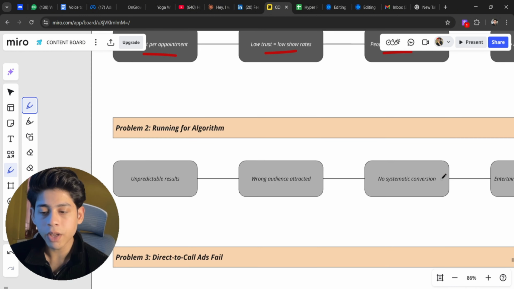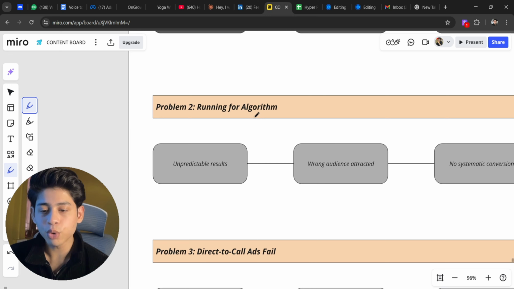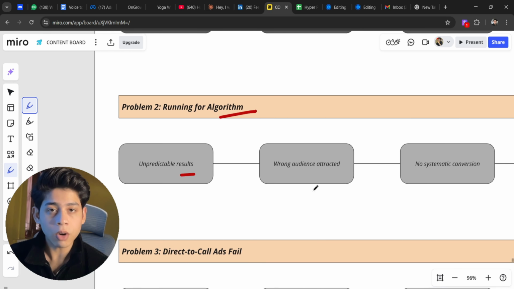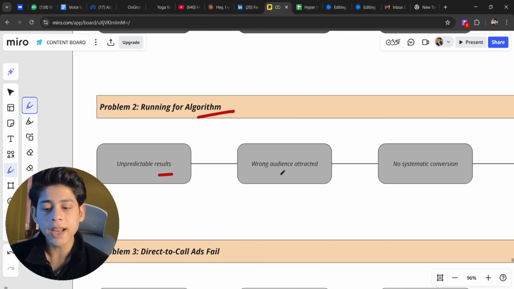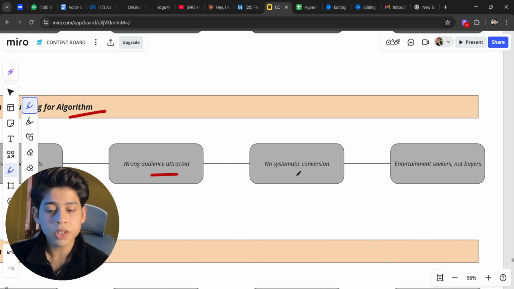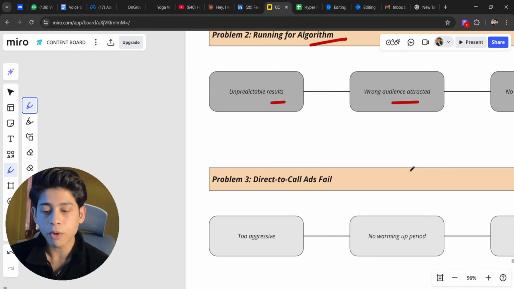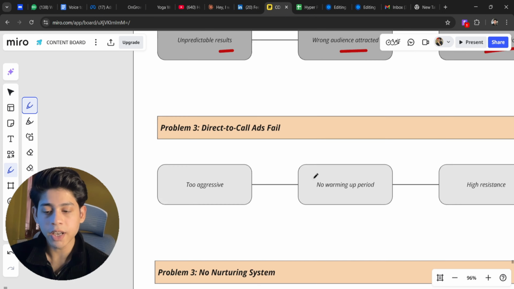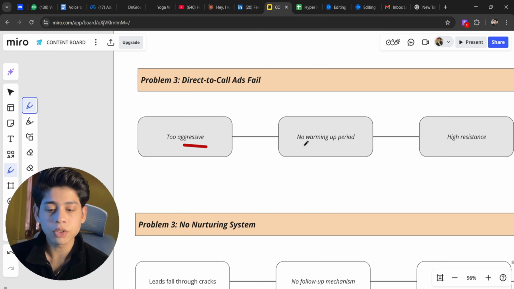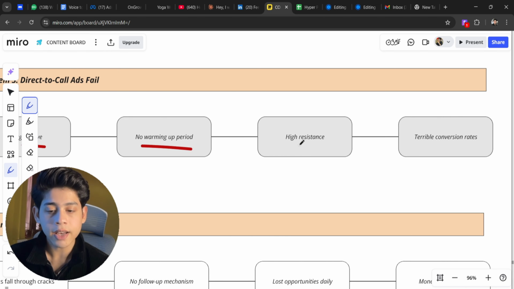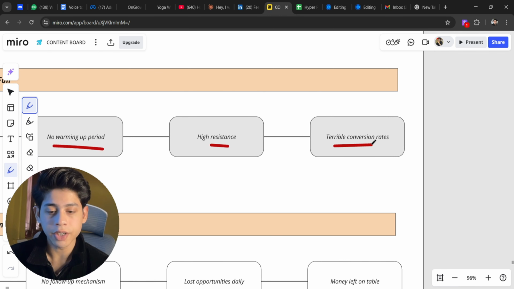Now, problem two can be running for the algorithm. People post randomly on social media and expect their one video to go viral and get them clients. But this is not how it works, right? Posting randomly gets the wrong audience attracted, with no systematic conversions. Basically, they are attracting entertainment seekers, not actual buyers. And problem three can be direct call to action ads, which mainly fail because they are too aggressive. There's no warming up period, and there's high resistance and terrible conversion rates, right?